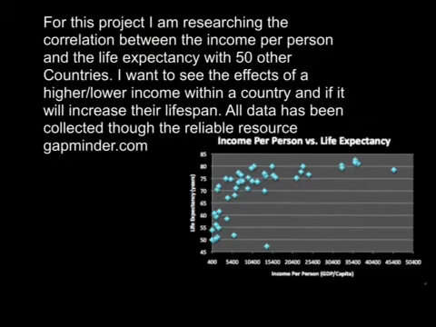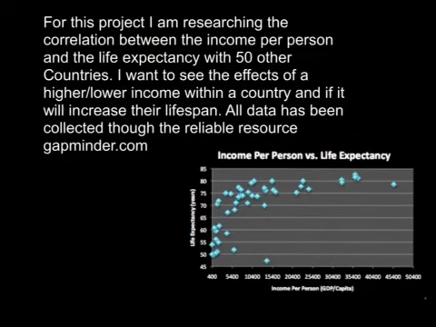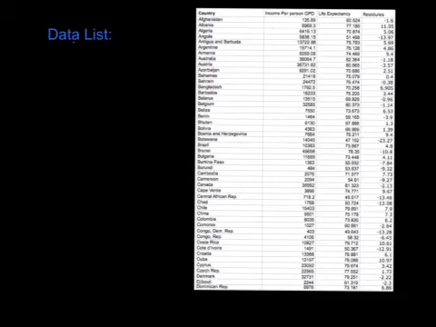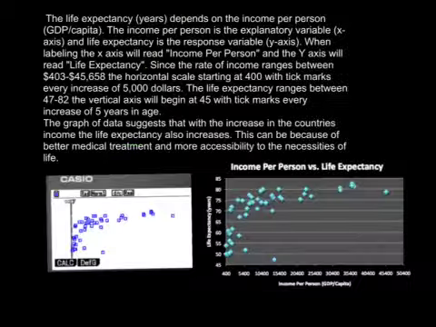And as you can see right here, this is my graph, and we'll continue on with that in a little bit, and I'll explain that a little bit more. Right here is just my list of data points, all the different countries. Right here you can see it's labeled income per person, life expectancy rate, and also the residuals I have put on there because we will be using those a little bit later on in the project.